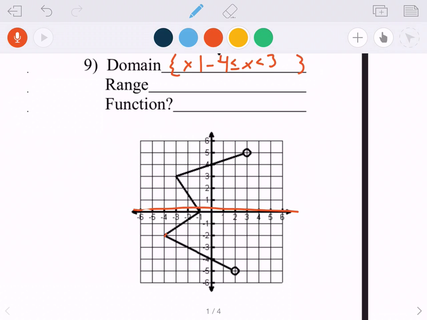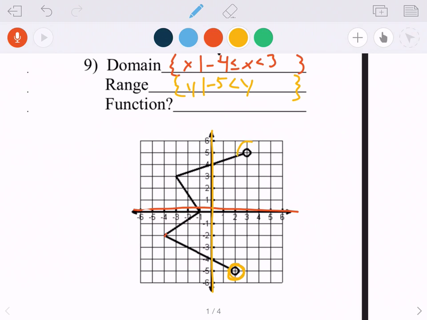Moving on to our range. We're looking at the y-axis, which I'm highlighting in yellow. So let's do my set builder frame. The lowest point on this graph is right there, which I'm circling in yellow. Notice how it is open. So it's not going to be equal to -5. Y is just going to be greater than -5. The open circle tells us that that point is not included in the answer. So y has to be greater than -5.